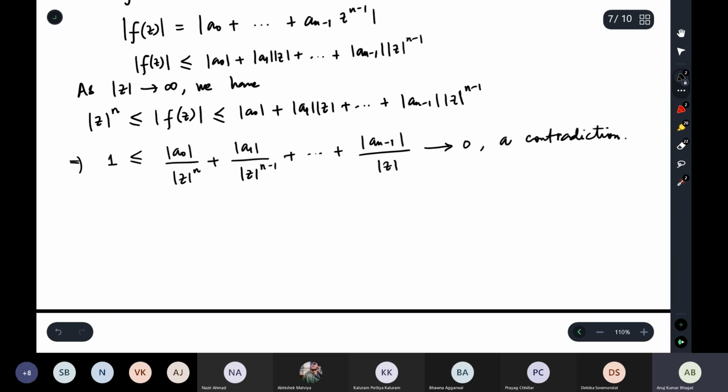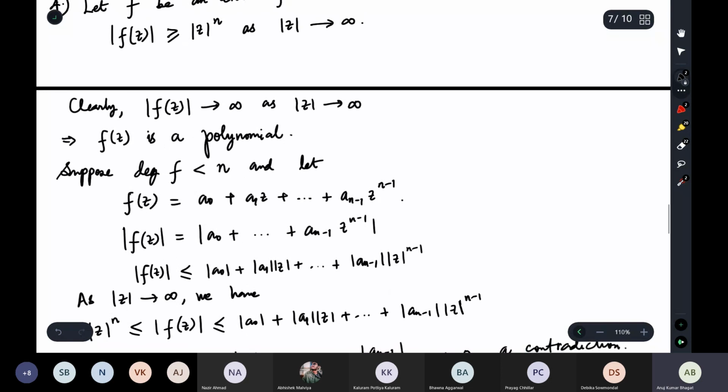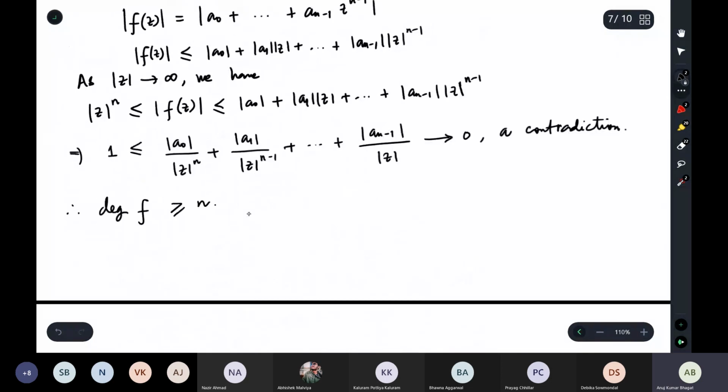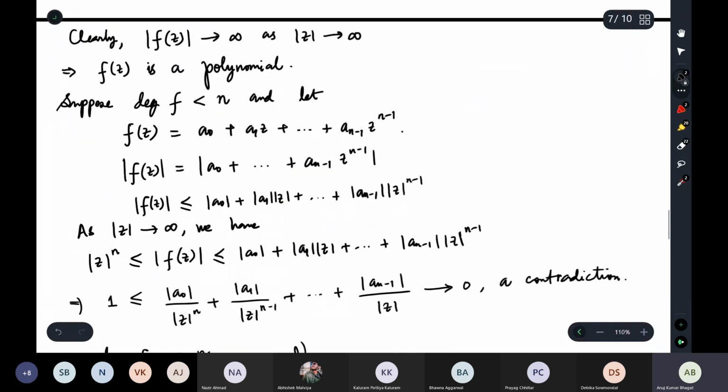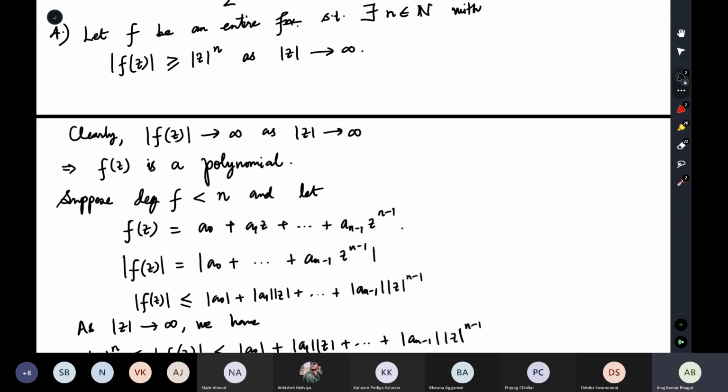So therefore degree of f is at least n. So this was my approach. Has anyone else tried this question with a different approach? Can share their thoughts. Any approach that you had tried for this question?